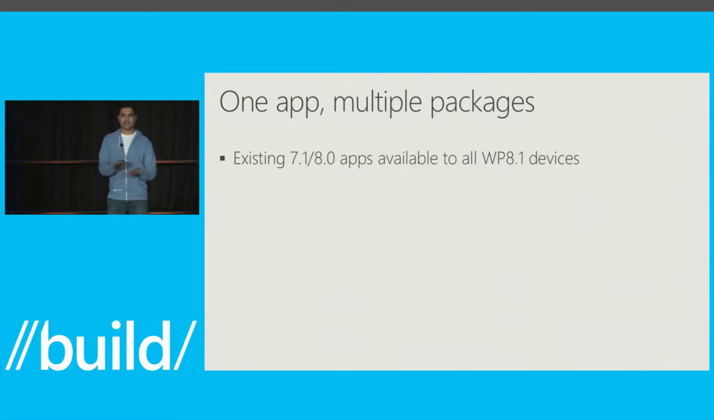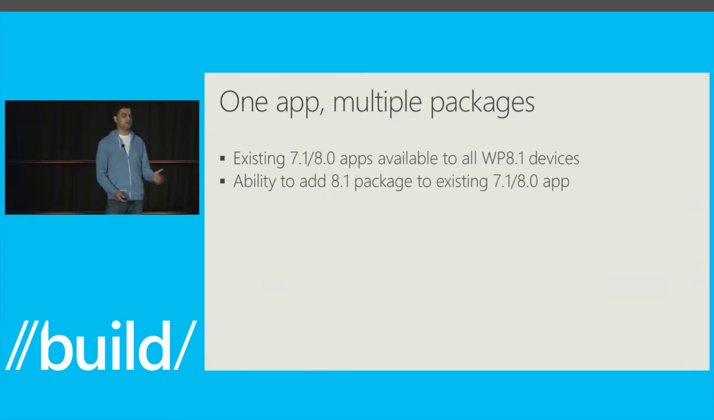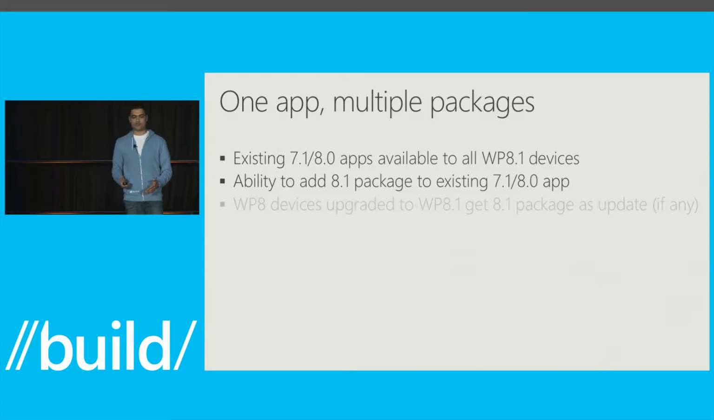Now, if you do nothing, absolutely nothing today, all of our existing apps will be made available to Windows Phone 8.1 devices by default. You don't have to do anything just to make it appear on these devices. However, if you want to use any of the new features being exposed through the 8.1 SDK, then you have the ability to update your app and add a new package. Do not replace your existing package. Add a new package for 8.1.